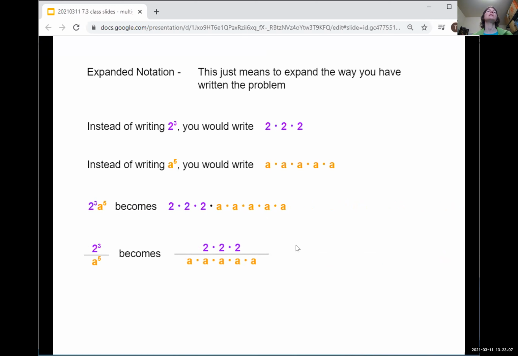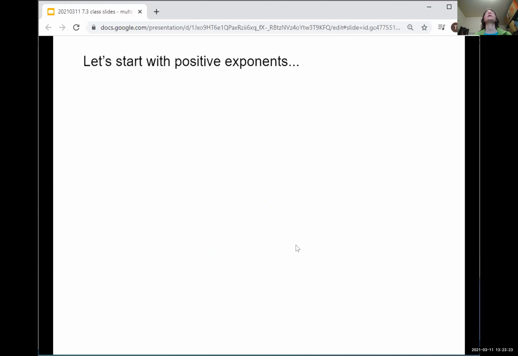And it is more time consuming to write it this way, but it can also let us see more clearly what's really going on in a problem. So we're going to be using expanded notation all throughout the lesson, and this is what we're trying to do with it. So let's start off. We're going to start with just positive exponents, and then we'll make things more complicated as we go, throwing in some other stuff. But let's just start with a positive exponent problem. So we're going to use expanded notation.